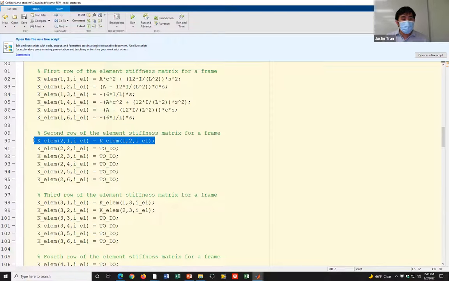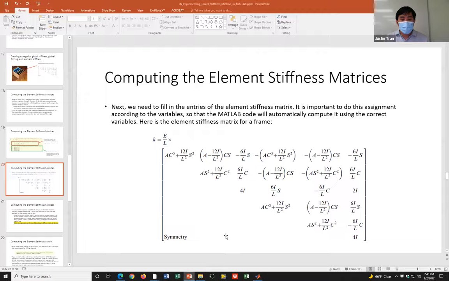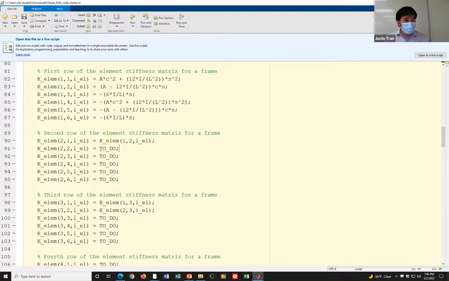So line 90, you can see here that I've done something. I'll explain this in a bit, but first, since I've been talking for a while, go ahead and fill in the rest of the second row. Okay? I'll do that right alongside you guys.